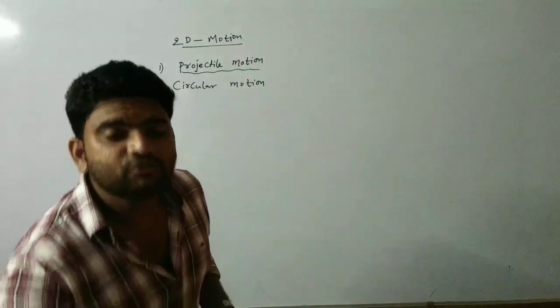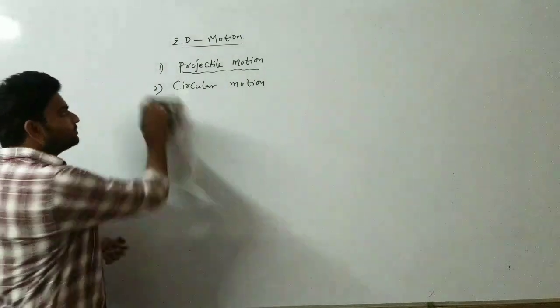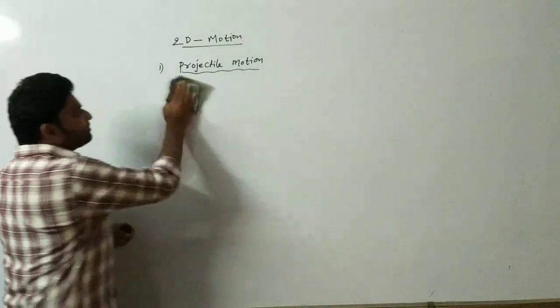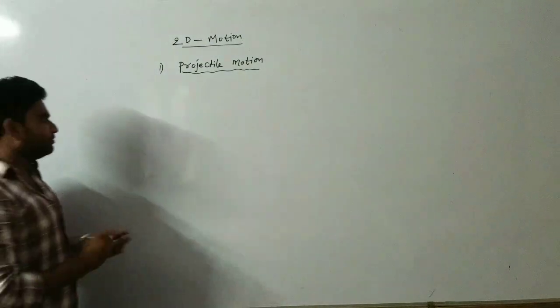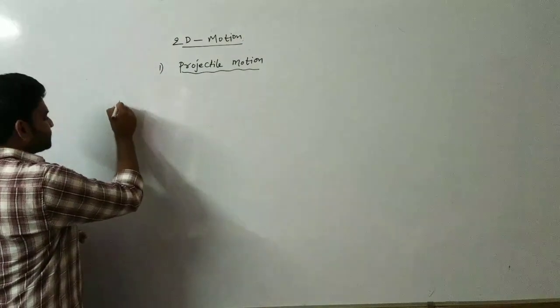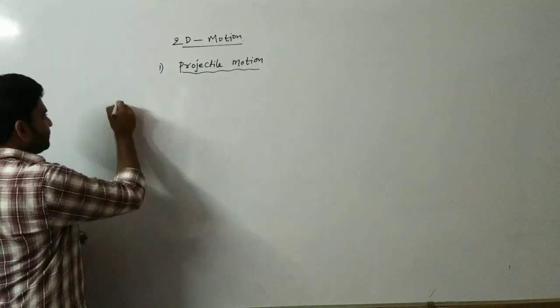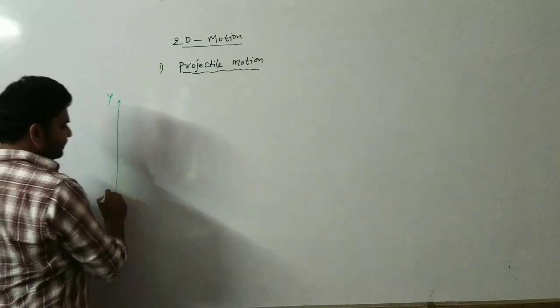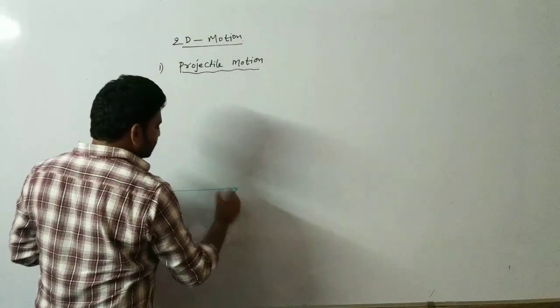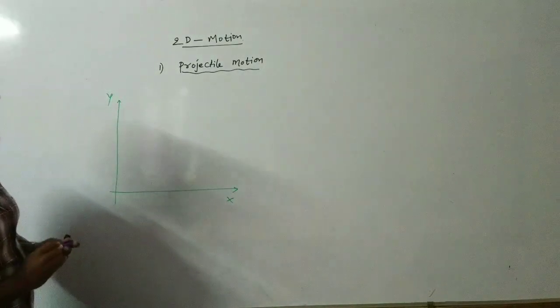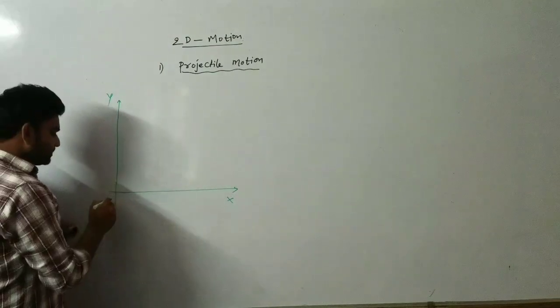So my intention is to explain projectile motion. Projectile motion is simply this: let me consider the two axes here. Say this is my y-axis, and I have one more axis which is called the x-axis. I have taken the two axes, and say this is my origin O.